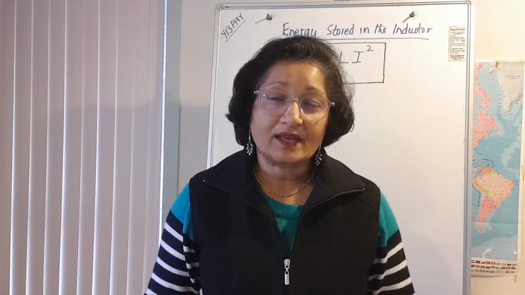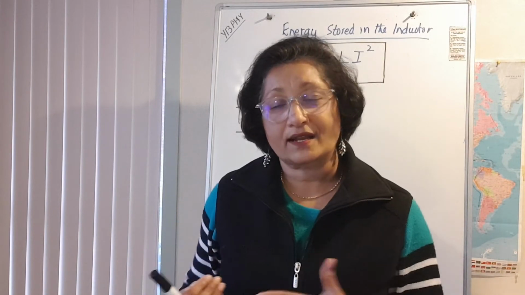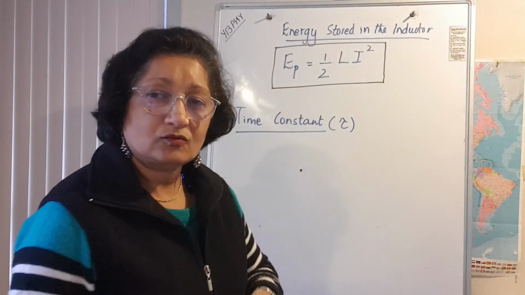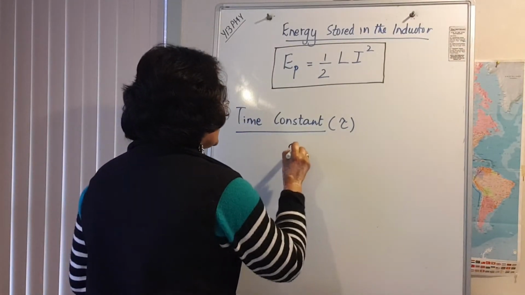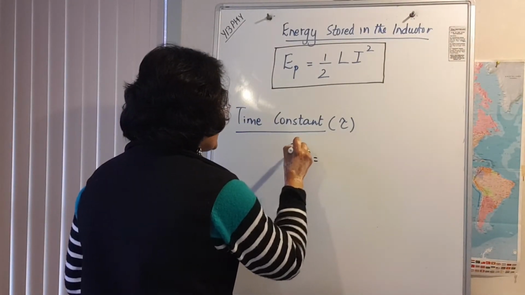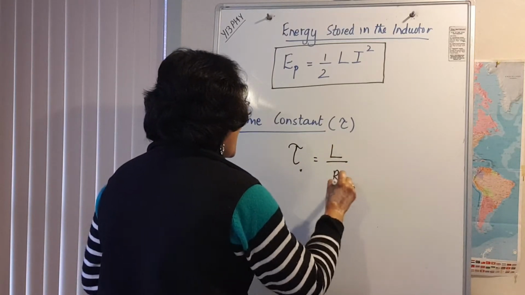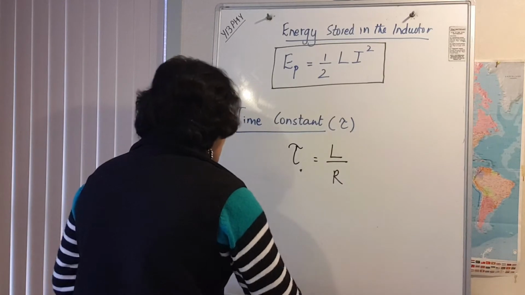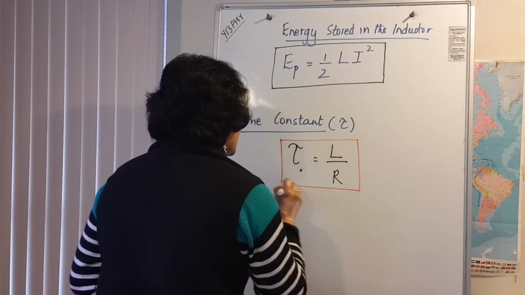There are many ways to calculate the time constant. One is from the graph, the other is using a formula. What the time constant depends on for an inductor is tau, which is the same symbol as we used for capacitors, equal to L over R. So it depends on the inductance as well as the resistance.